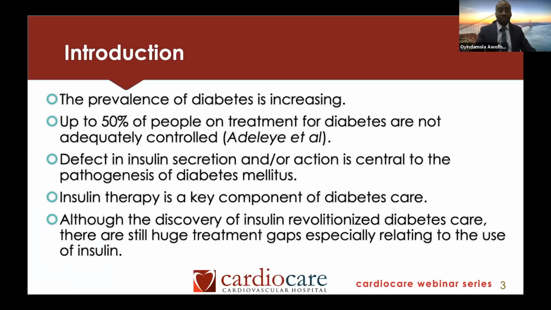So we all know that the prevalence of diabetes is increasing, and up to 50% of people with diabetes are not adequately controlled. The data for this 50% is from Ibadan, and that's even in a specialist center. You can imagine what will be going on among primary care providers. We know that defect in insulin secretion or action is central to diabetes itself, and therefore it's no surprise that insulin therapy is a key component of diabetes care.